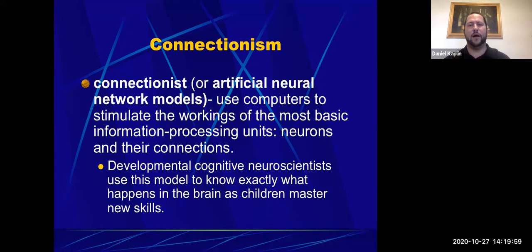Now let's talk about connectionism. So what is connectionism? We talk about connectionism as an artificial neural network, or a fancy way of saying these are computer models to simulate how our neurons work. So believe it or not, you can simulate the memory process, the thinking process, the decision process of human beings through artificial intelligence. A good example of this is IBM Watson.